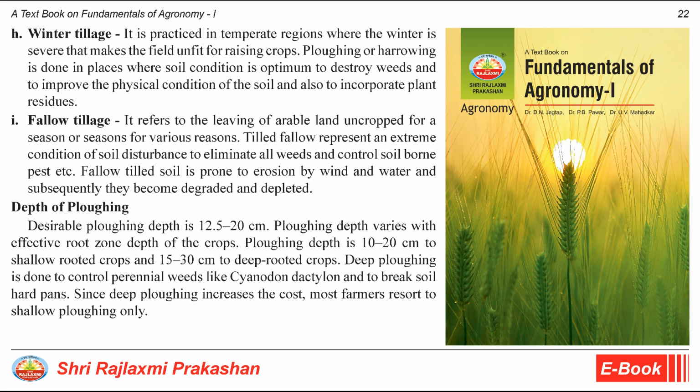Depth of plowing. Desirable plowing depth is 12.5 to 20 centimeters. Plowing depth varies with effective root zone depth of the crops. Plowing depth is 10 to 20 centimeters for shallow-rooted crops and 15 to 30 centimeters for deep-rooted crops. Deep plowing is done to control perennial weeds like Cynodon dactylon and to break soil hard pans. Since deep plowing increases the cost, most farmers resort to shallow plowing only.